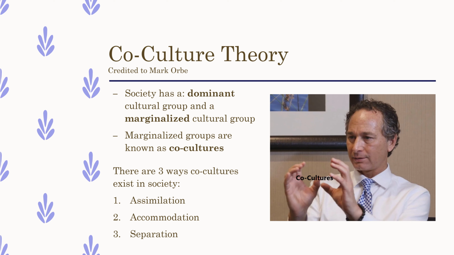Co-culture theory is a theory that states that society has a dominant cultural group, and any group outside of that dominant cultural group is a marginalized group. Marginalized groups outside of dominant culture are known as co-cultures. There are three ways that co-cultures exist in society.